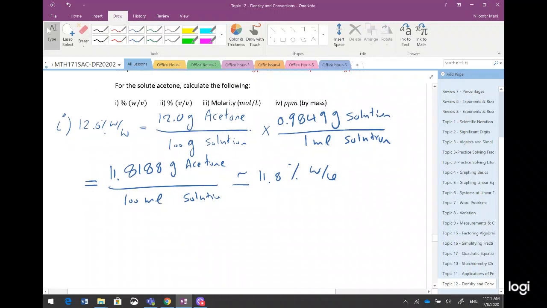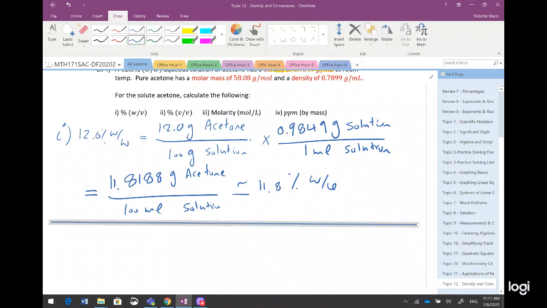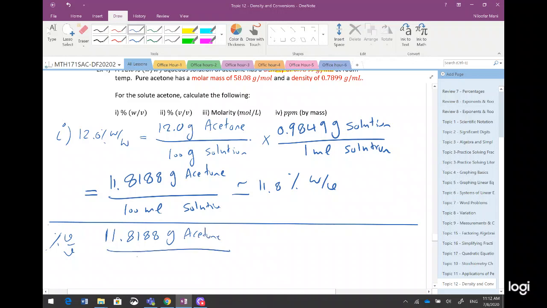Okay, the next one. I need to go to V over V, percent V over V. Do I start from the beginning W over W or W over V? I start from W over V because it's easier for me. But I don't start from 11.8 because this is a rounded answer. I start from this one. So it is this gram acetone over 100 milliliter solution.